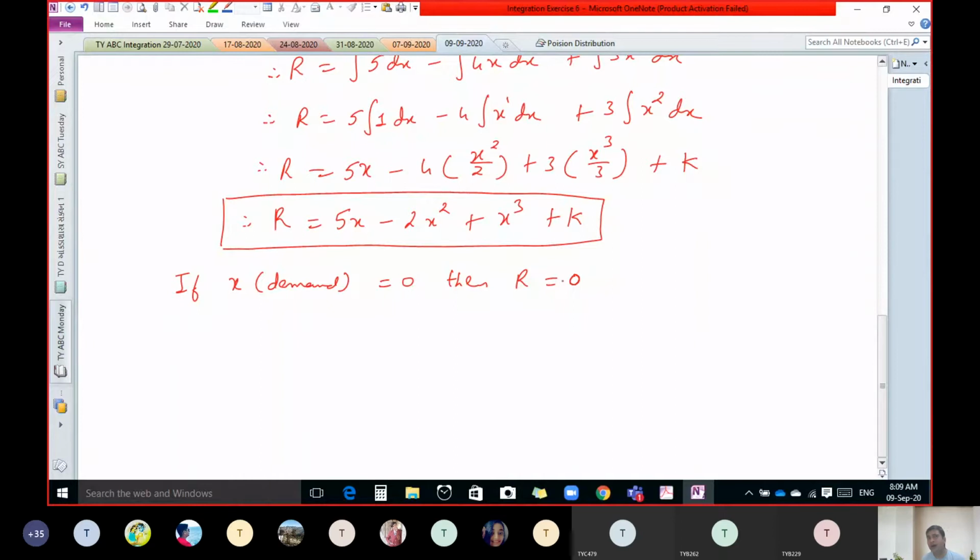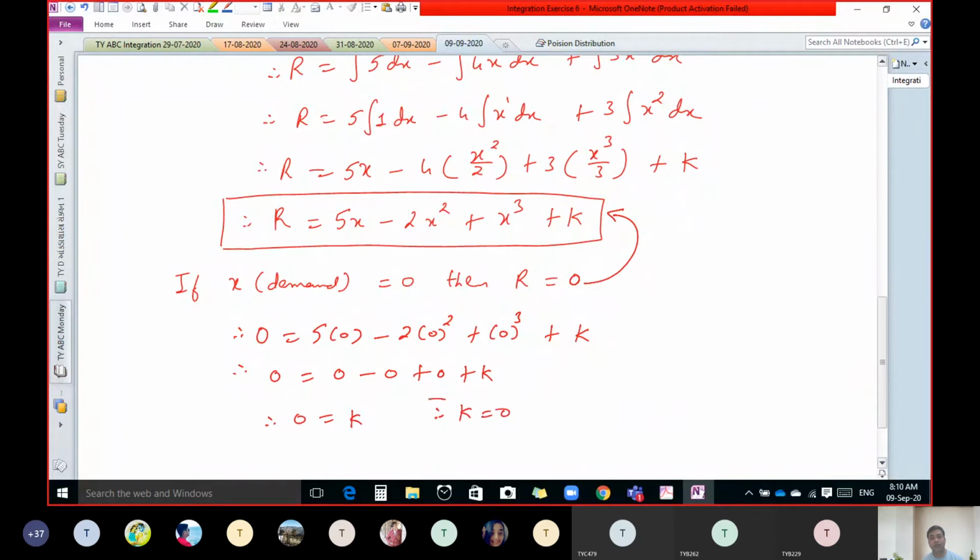So if there is no demand, we are not able to sell anything, so our revenue is 0. So if x is 0, then R is 0. Put this in this equation. Put R equal to 0: 5 into 0, 2 into 0 square, plus 0 cube, plus K that we don't know. So this is 0, minus 0, plus K, and obviously we get 0 equal to K. So we can say that K equals 0.